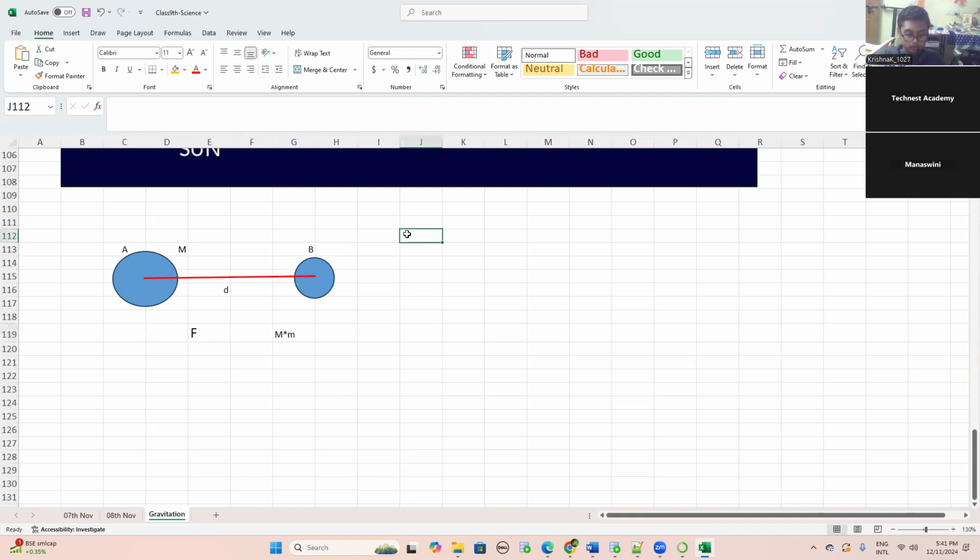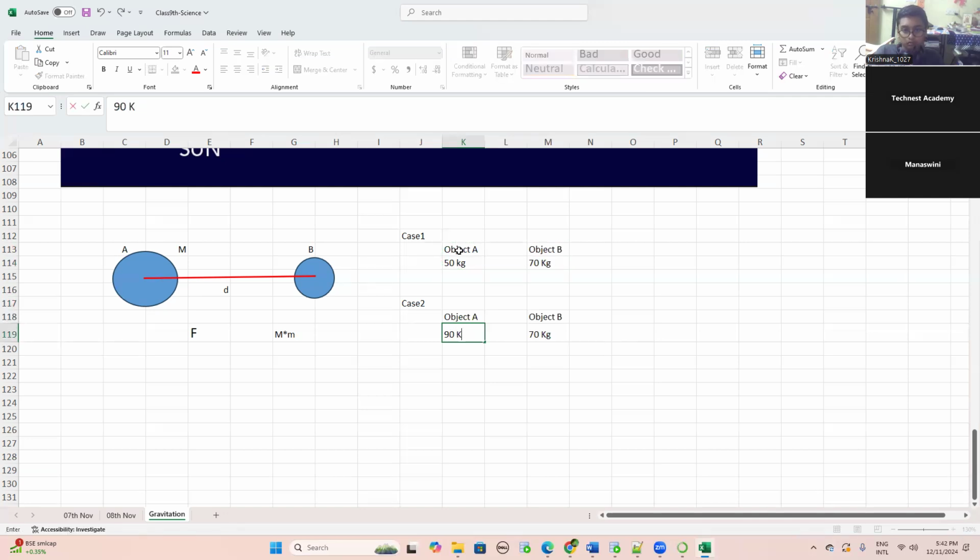So suppose I will take case one. In case one, I have an object A. The mass of this object is 50 kg. And I have an object B. The mass of this object is 70 kg. Now I have second case, case two. So here, suppose the mass of this object is 90 kg and the mass of this object is 70 kg. So in which case force will be more? Case one or case two?